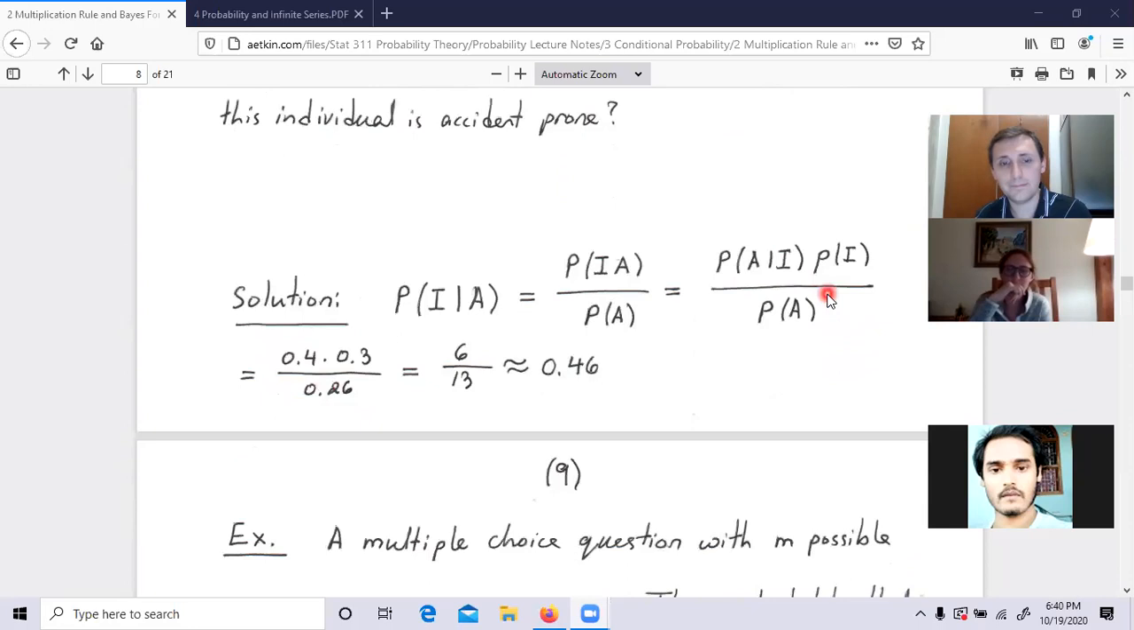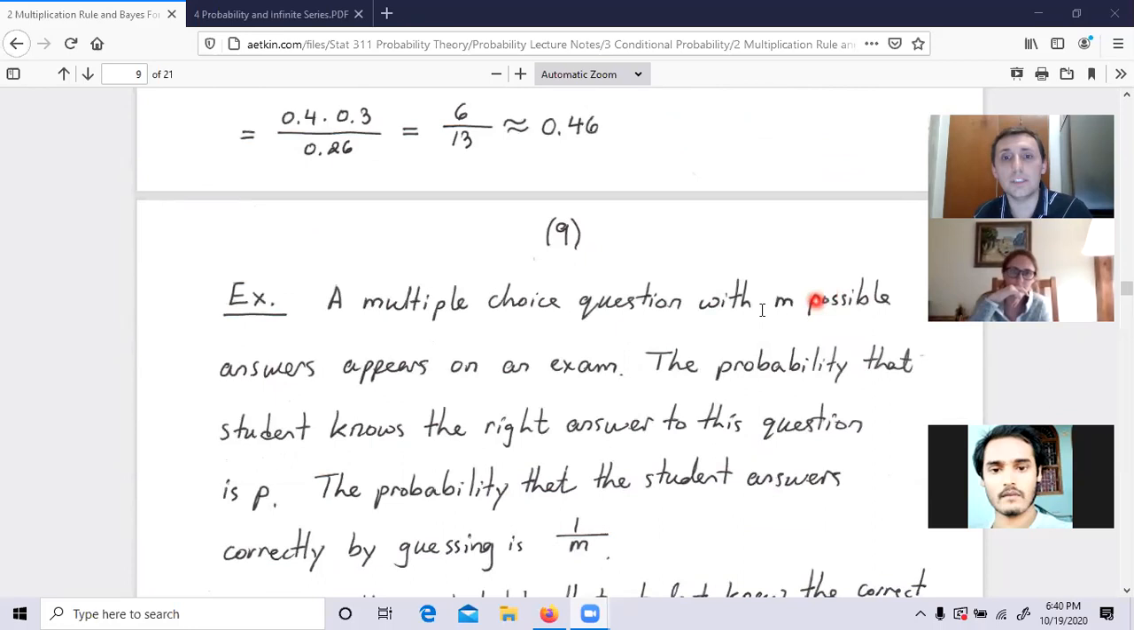So here is a problem regarding exams. A multiple choice question with M possible answers appears on an exam.